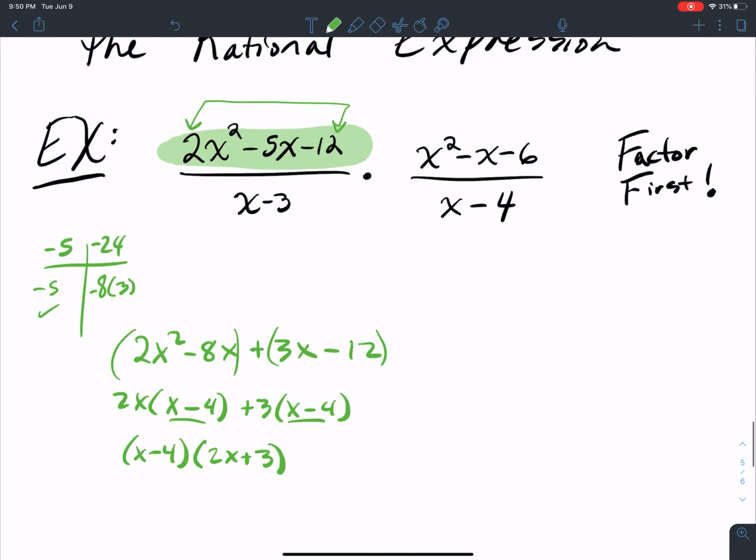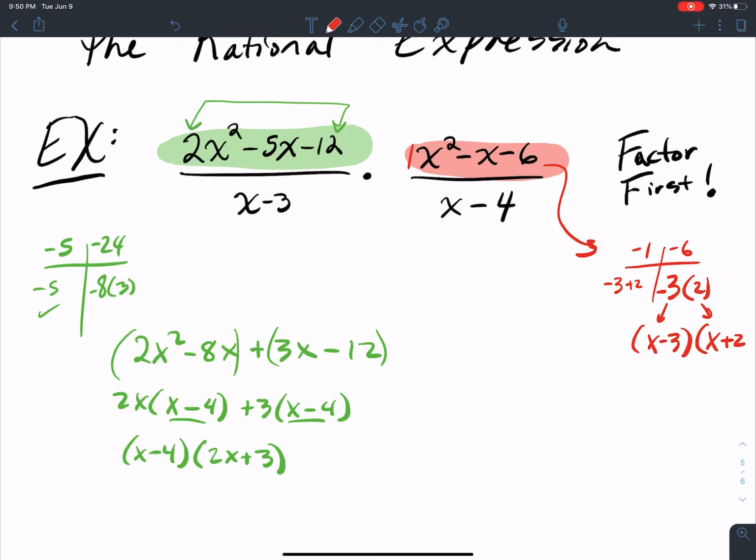So I have x minus 4 times 2x plus 3. Okay? Now over here, this is an a equal to 1, so I can actually use my trick. If I multiply to -6, add to -1. 3 times 2, if I make 3 negative, -3 plus 2 gets me -1. So this tells me there's an x minus 3 factor, and this tells me there's an x plus 2 factor. Since it's a positive 2, it's x plus 2. And since it's a -3 here, it's an x minus 3 there.